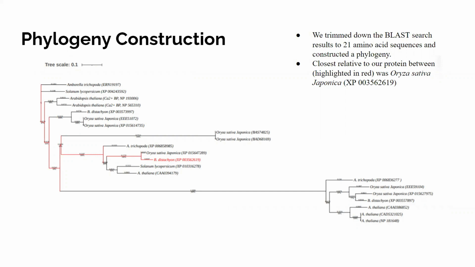And from the phylogeny tree, as you can see, our protein, our gene, is highlighted in red. And our closest relative is the Oryza sativa japonica, also known as rice, as you can see in the phylogeny tree. It's the one above it.